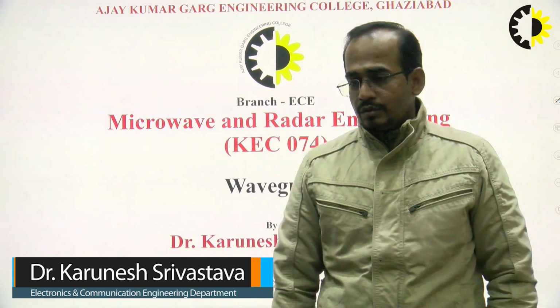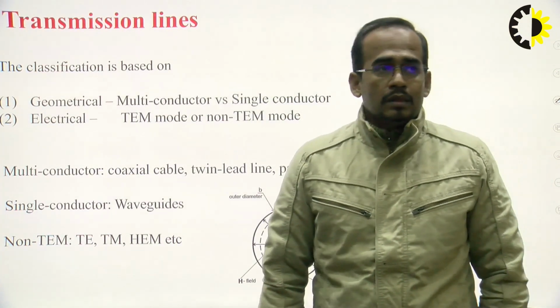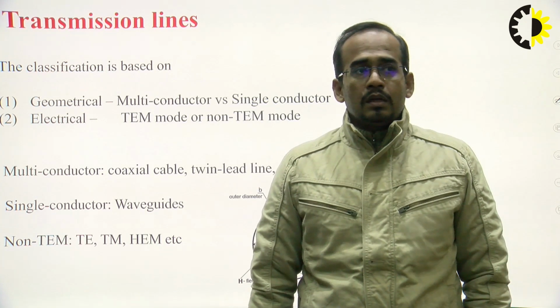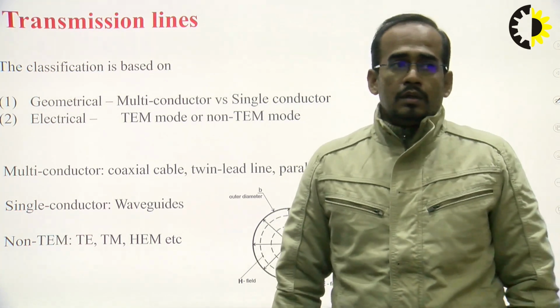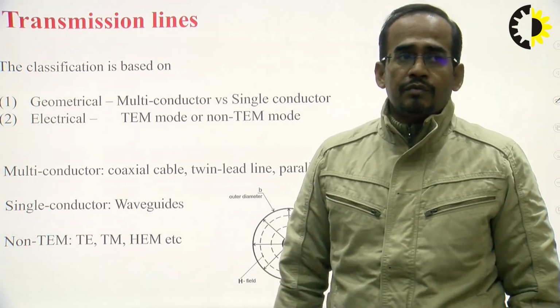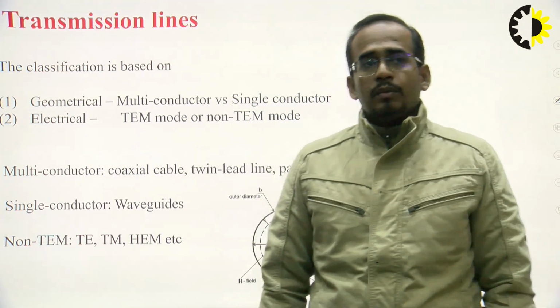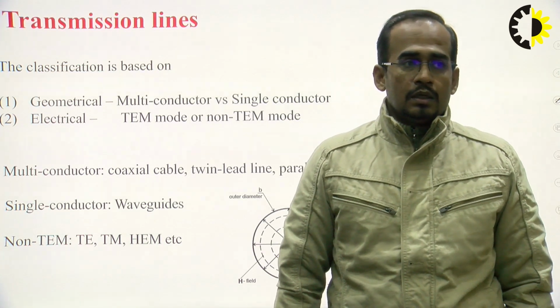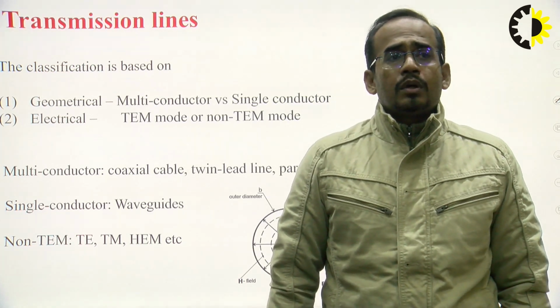In the previous lecture, I discussed transmission lines. I told you that the transmission line can be classified on the basis of their geometrical and electrical specifications. In the geometrical specification, multi-conductor and single conductor can be used as a transmission line. In multi-conductor, coaxial cable, twin lead line and parallel plates can be used, and in single conductor we are using only the waveguides. In the electrical mode, we can use TEM mode or non-TEM mode.